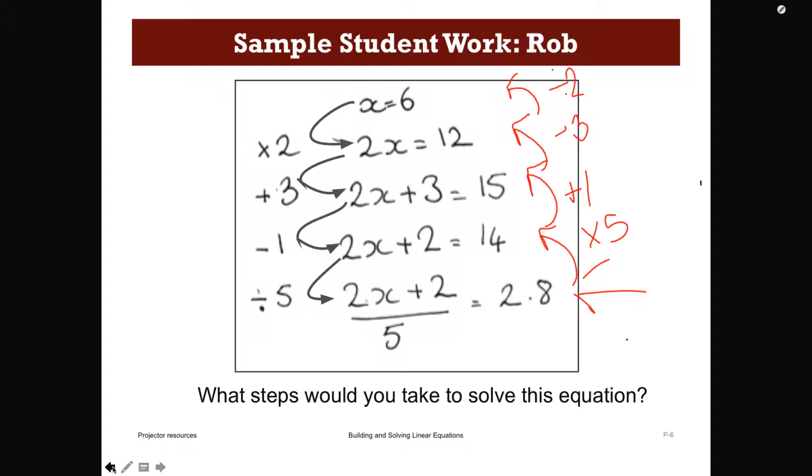What would you do? You have 2x plus 2 equals 14. You want to get the x by itself on one side of the equal sign. Subtract 2. Okay, so look at what Rob did next. He subtracted 1, and then he added 3. So that's the same thing as subtracting 2. He just took an extra step, right? Alright, so now we subtract 2, and we have 2x equals 12. Alright, and then what would you do next?